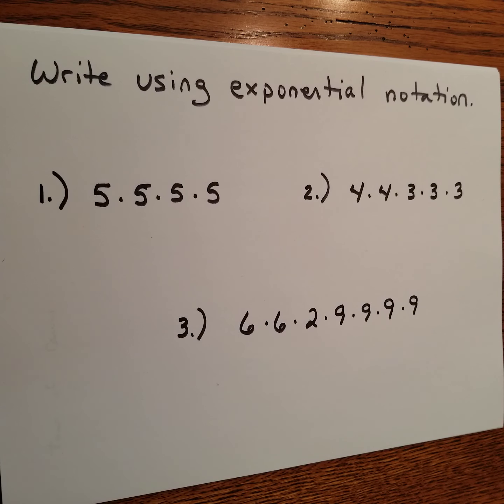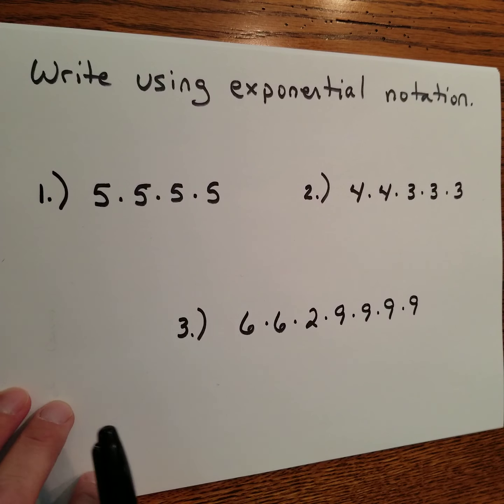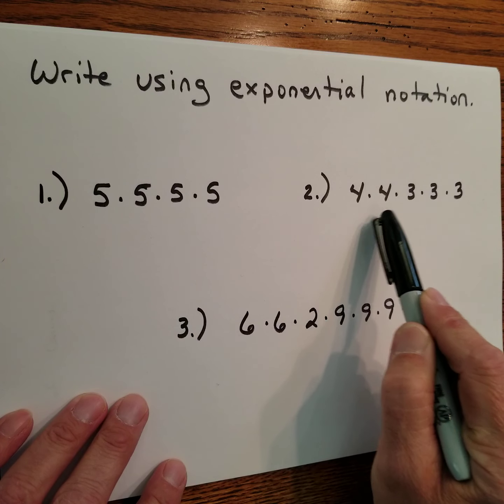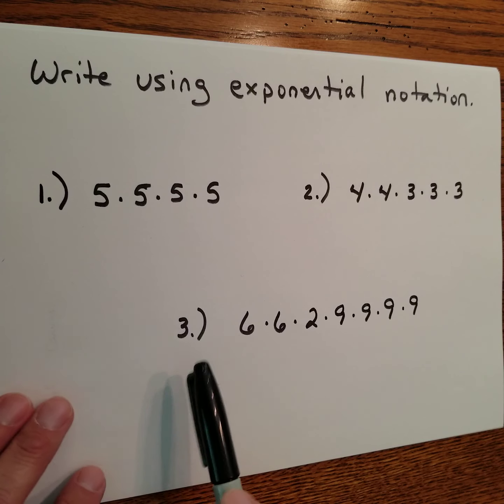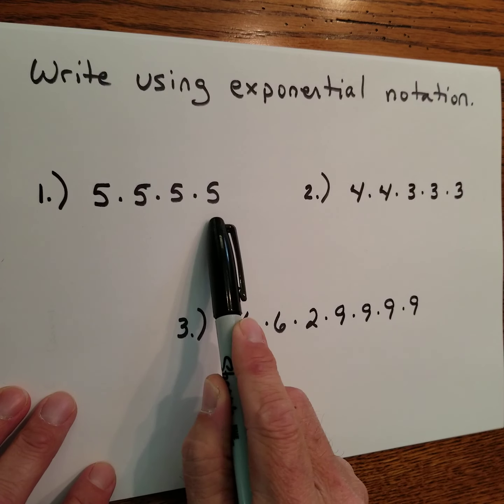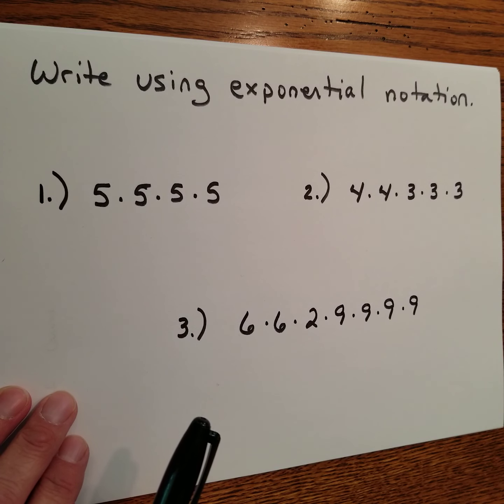While we're looking at these problems, let's also look carefully at the instructions. The instructions do not say to multiply 5 times 5 times 5 times 5, nor do they say to multiply 4 times 4 times 3 times 3 times 3. What the instructions say is to take number 1 and write it using exponential notation.